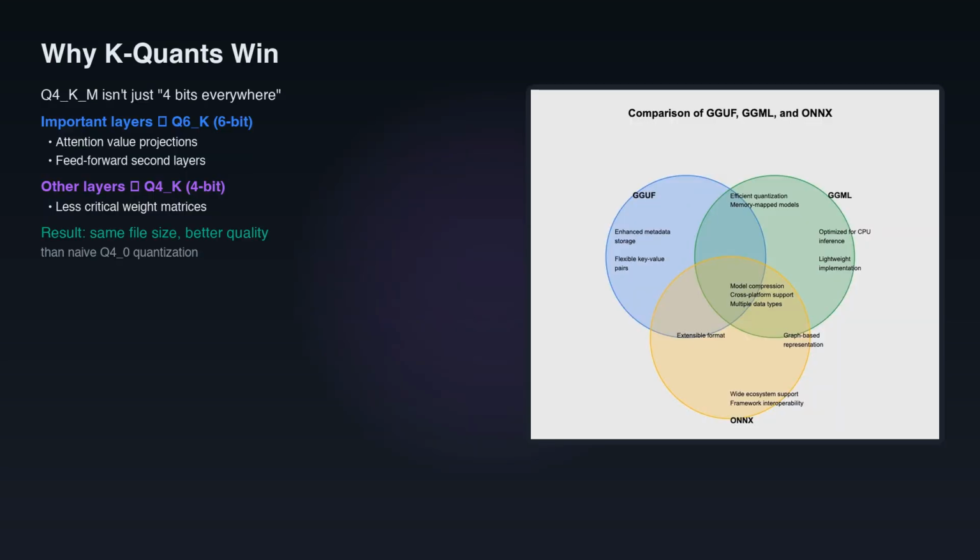The K in K-quant stands for mixed precision. Q4_K_M doesn't just use 4 bits everywhere. It uses 6-bit precision for the most important layers, attention projections, and certain feed-forward weights, and 4-bit for the rest. This smart allocation is why K-quants outperform naive quantization at the same file size.